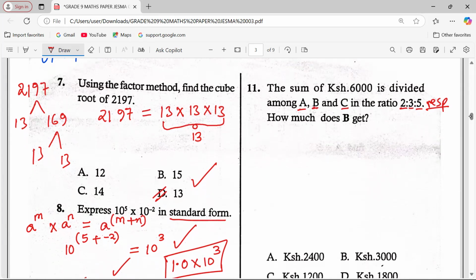So now we need to calculate how much B is going to get. So B is taking 3 proportions, but how many proportions are we having here? Total proportions.